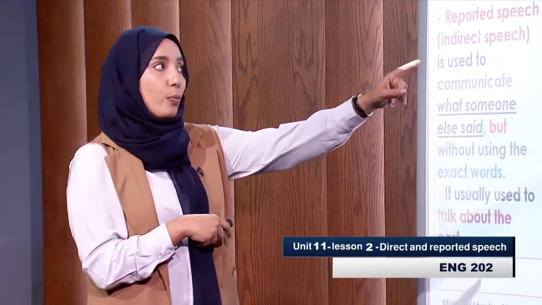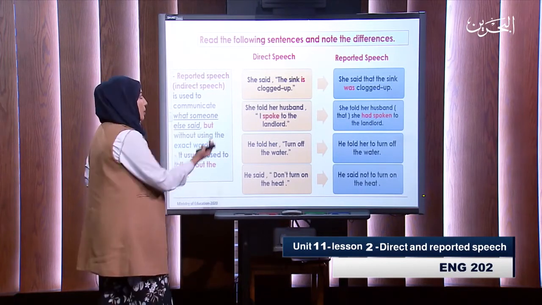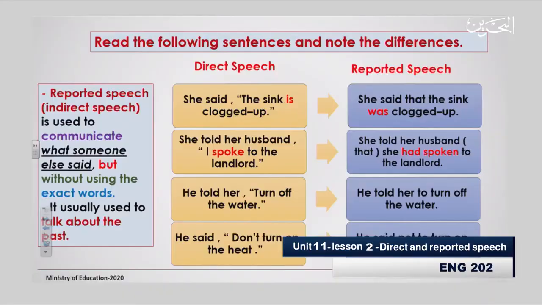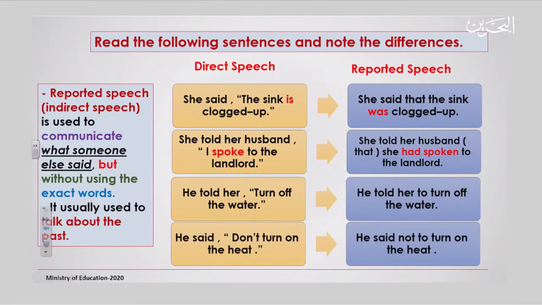Direct and reported speech. Reported is also what we call indirect. So this is the direct and this is the indirect or the reported speech. When we say reported, I am telling it to someone, whereas here it's actually direct to the main person. So reported speech is also known as indirect speech, used to communicate what someone else said, but without using the exact words. It is usually used to talk about the past.